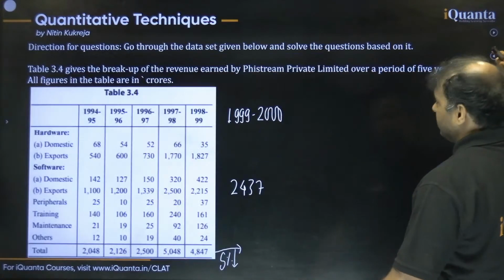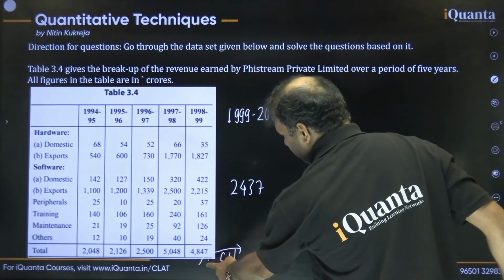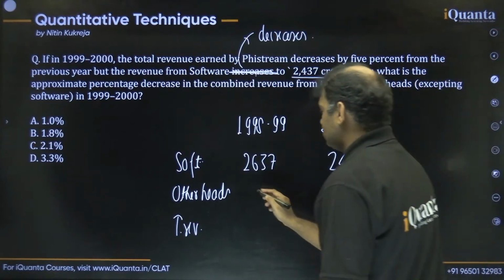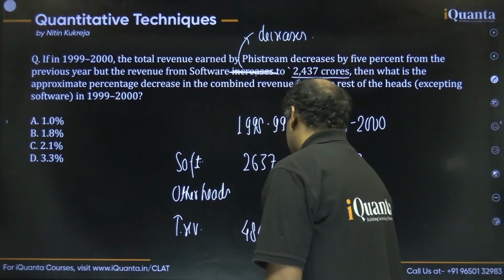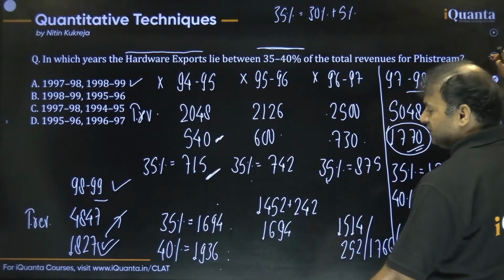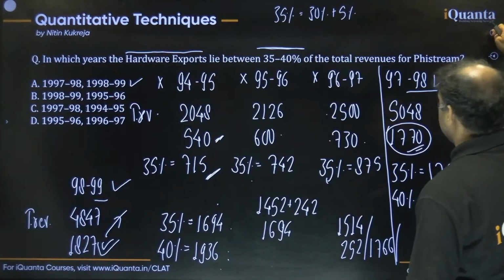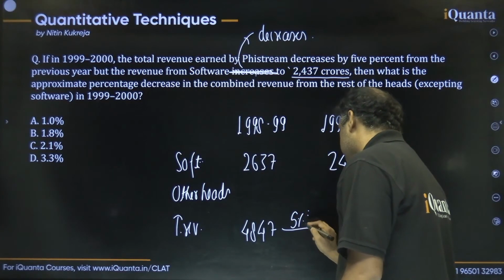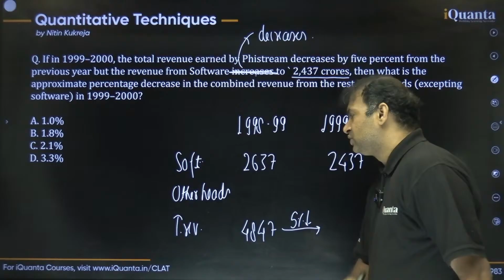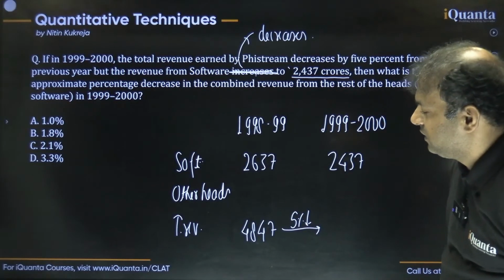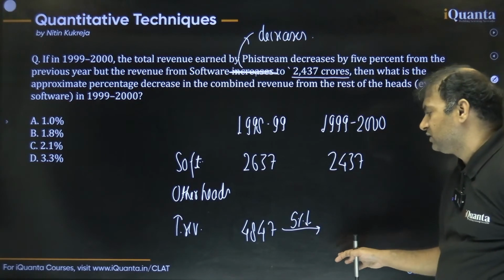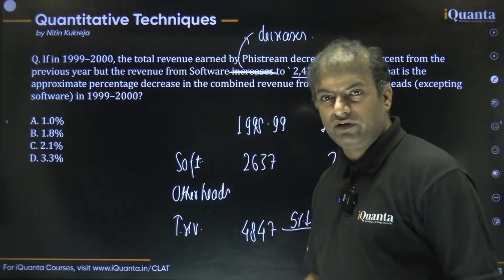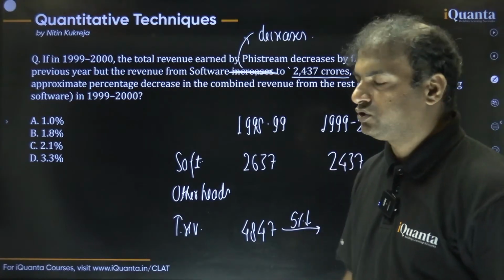Now what about the total revenue? Total revenue here is 4847, right? Let's write it here, 4847, and next year they are saying that it has decreased by 5%. So what should it be if it's decreasing by 5%? Either we can find out the total value of this, or we can just work on the change, and it will be easy if you're working only on the change. Let me show you how.